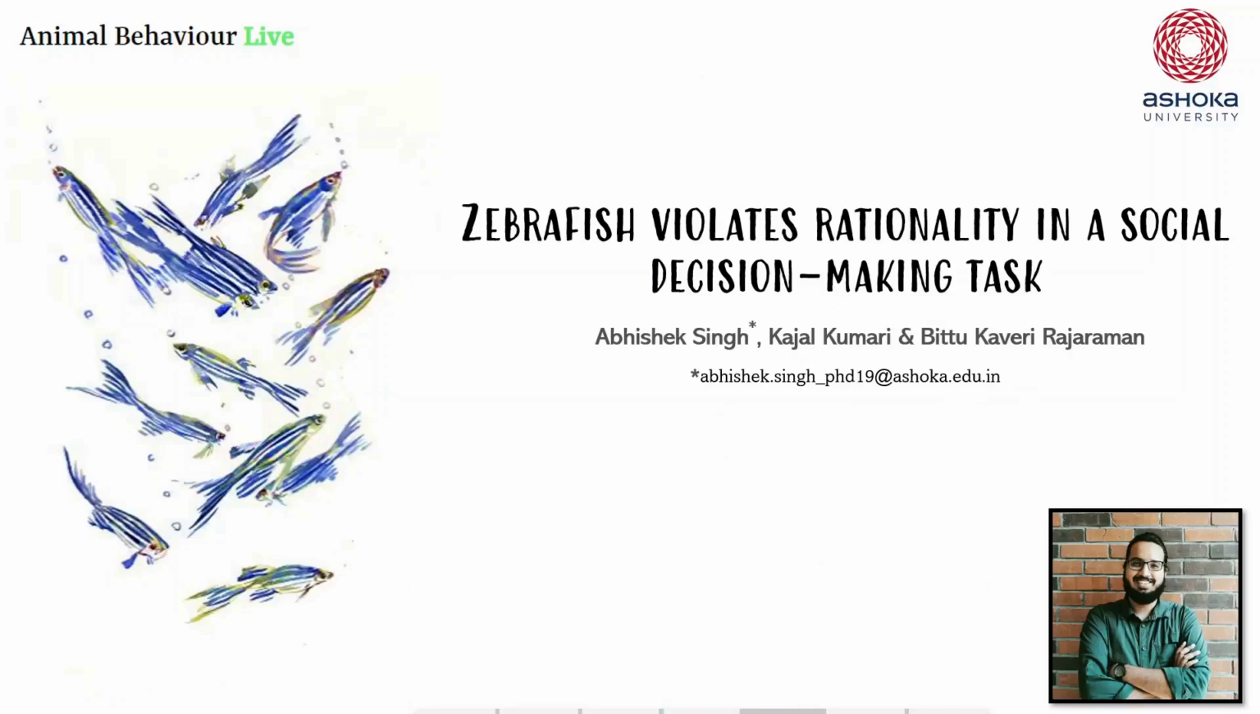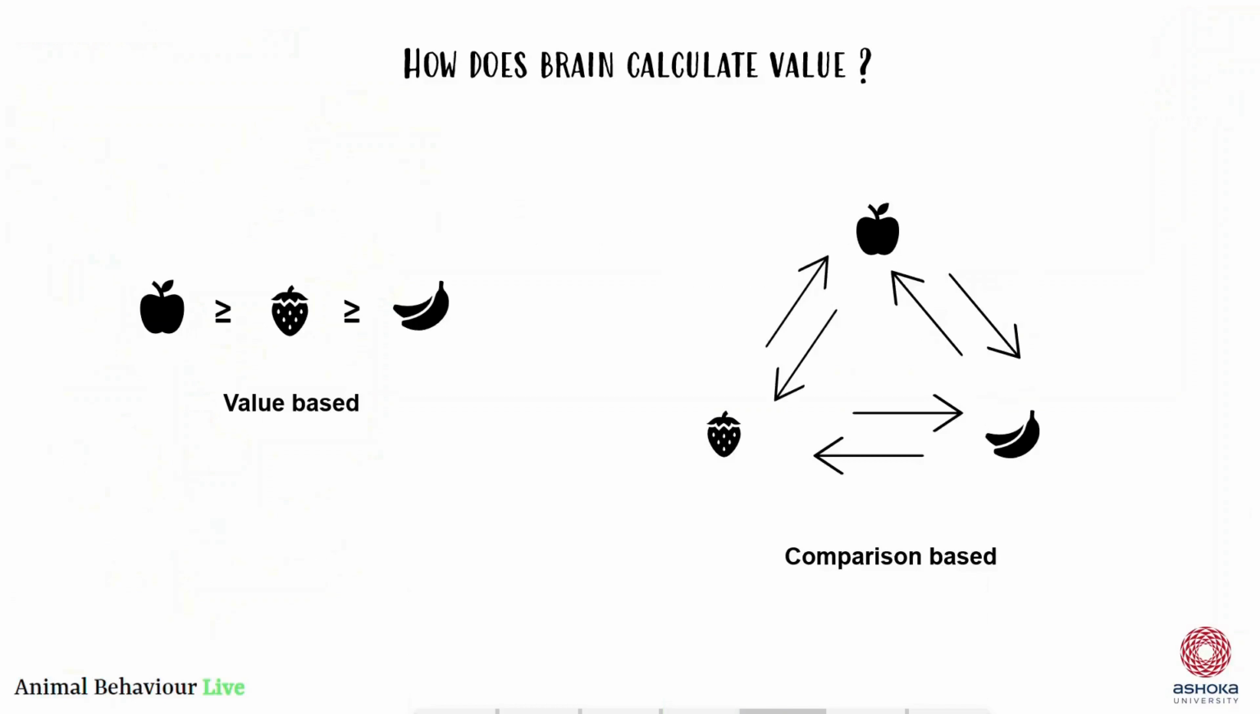Hi everyone, my name is Abhishek and today I'm going to talk about our ongoing work on the question of rationality of social choices in Zebrafish. Economic rationality assumes stable order of valuation of options. This indicates that the brain calculates values of options independent of the context of available choices. On the contrary, the comparison-based models indicate that the brain always computes values in comparison with other available options.